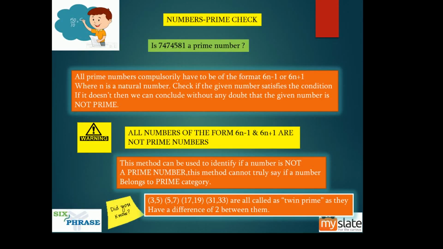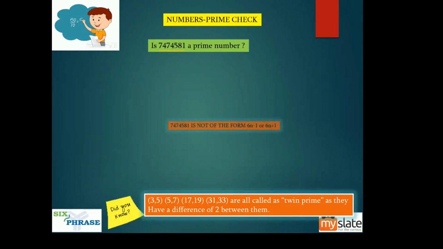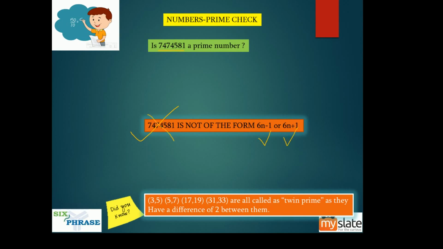See, 74748 is not of the form 6n minus 1 or 6n plus 1. So surely you can say this is not a prime number. Only if it was of the form 6n minus 1 or 6n plus 1, you might have a doubt whether those numbers could be prime or not. If it is not even of the form 6n minus 1 or 6n plus 1, surely this is not a prime number. So you can answer this long question within 2 seconds. This is one more way of doing it.